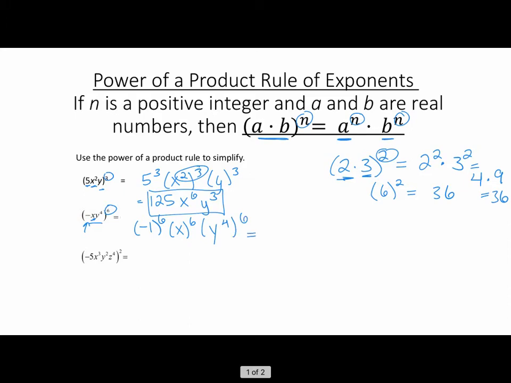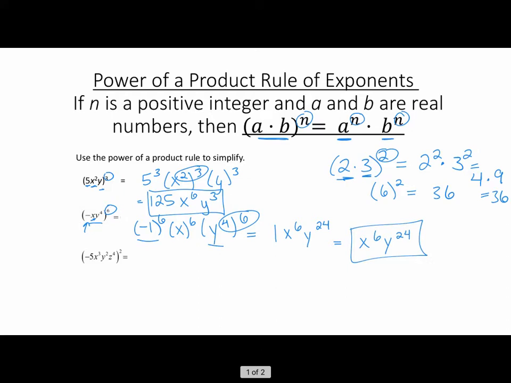Okay, so we want to evaluate the expression here, negative 1 to the sixth power. Negative 1 to the sixth, if you multiply 1 six times, it's still going to be 1, and 6 negatives will be positive. So positive 1, x to the sixth, and then y to the fourth to the sixth is the power rule. 4 times 6 is 24. So that's just x to the sixth, y to the 24.